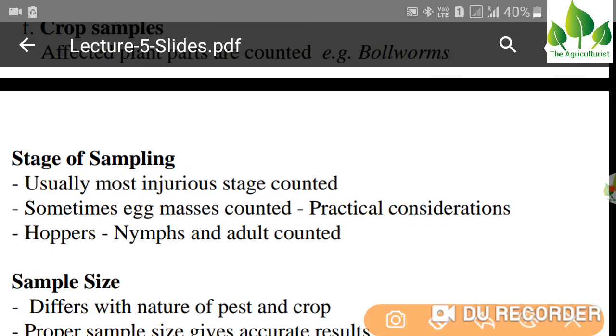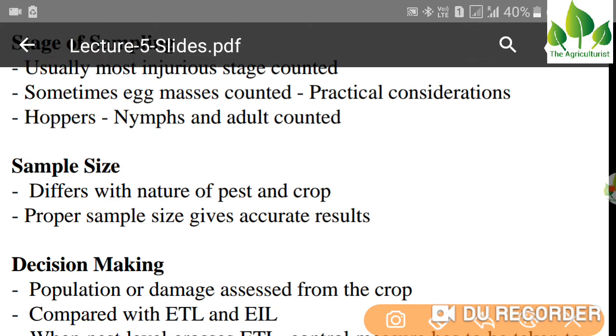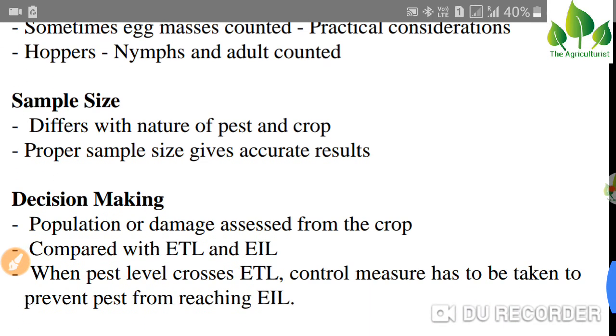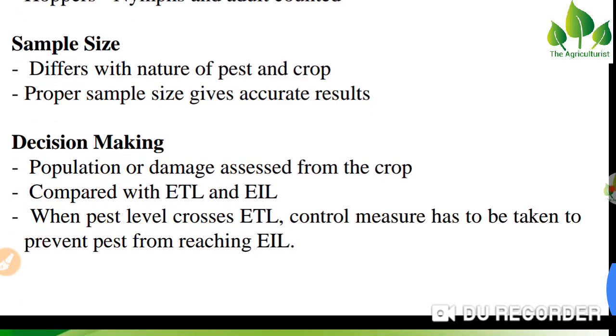So there are different stages at which we have to count insects. Usually the most injurious stage is counted. Sometimes egg mass is counted, for practical consideration. In hoppers, nymph and adult stages are counted. So what should be the sample size? Sample size differs with the nature of pest and crop, and a proper sample size should be taken, which gives accurate results. Because if you want an accurate result, you have to take a proper sample size, right?